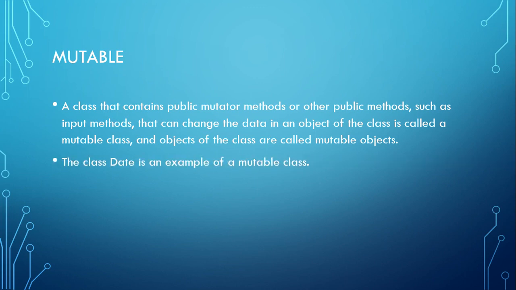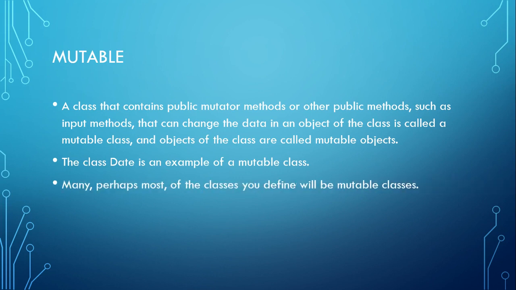The class Date that is in the materials, you'll notice, is an example of a mutable class because it has accessor methods, it has mutator methods, it has a copy constructor. In fact, many, if not almost all, of the classes, as I mentioned, that we're going to be defining are most likely going to fall under mutable classes.